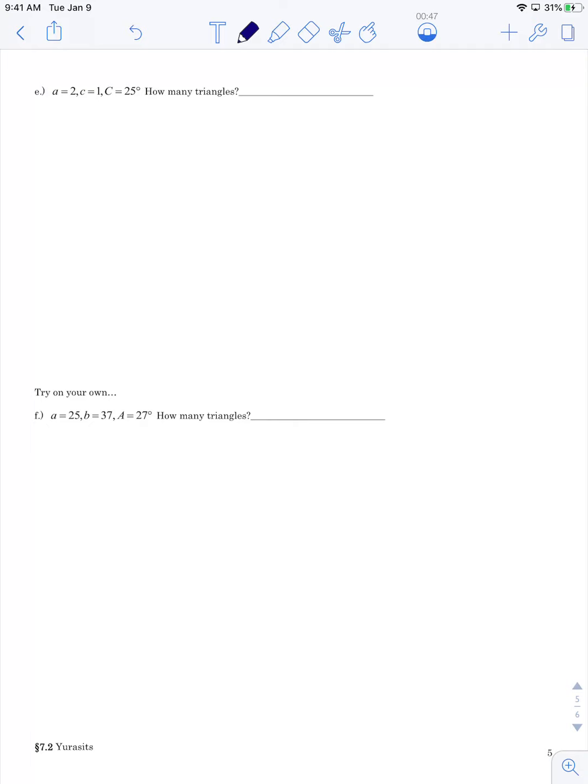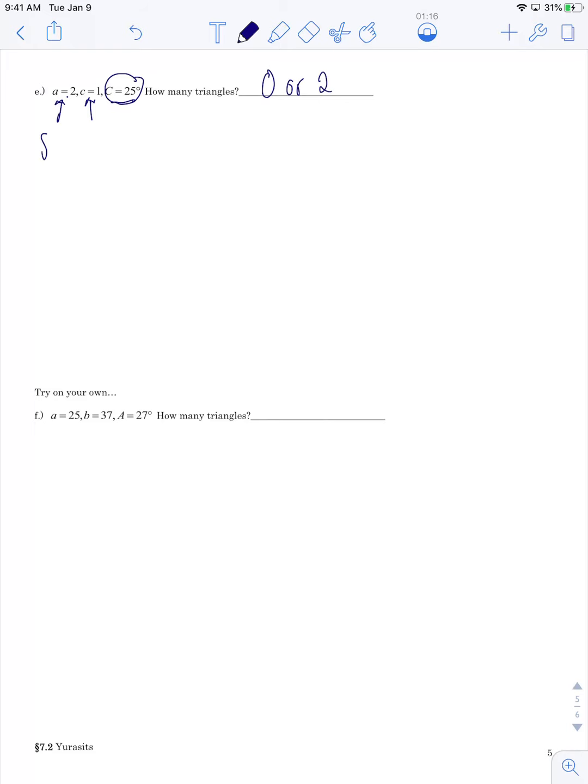So we know this is the ambiguous case because we have an angle, the corresponding side, and another side. Okay, so then I know this is an acute angle. The corresponding side, which is C, since I have angle C, is less than the other side. So that means it's 0 or two triangles.